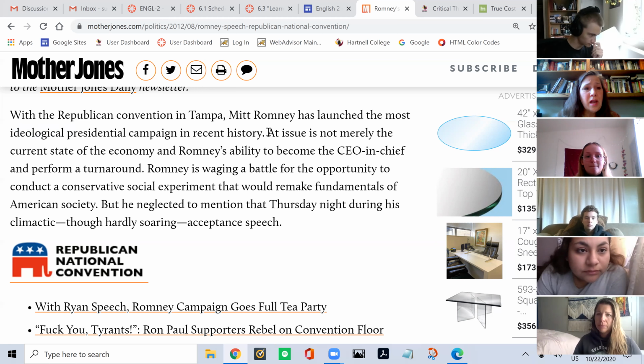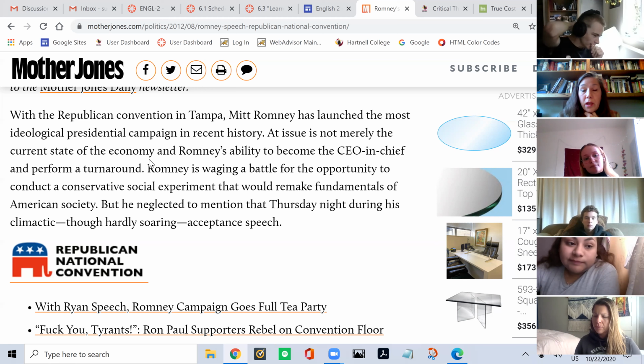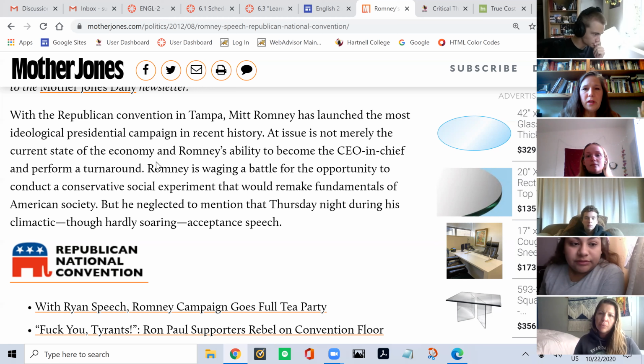All right, and he goes on. He says, at issue is not merely the current state of the economy, which was bad in 2012. It was getting better. The graph was going up, but Romney could still make the case that as a businessman, he was better suited than Barack Obama to fix the economy that George W. Bush and Republicans broke, arguably. But Romney's coming and he's saying, I have this background in business. I can fix the economy better than Obama can.